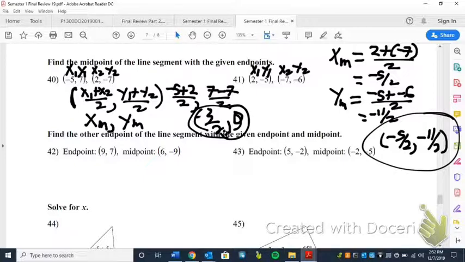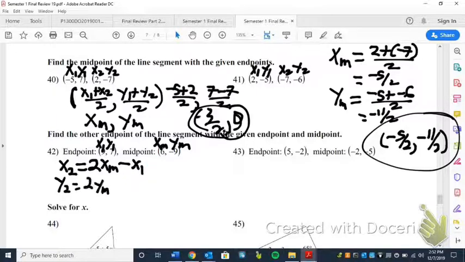So on this next one, we're given the midpoint and the endpoint. We're asked to find the other endpoint. So here, you need this formula. The second endpoint equals 2 times the midpoint minus the other endpoint. That works for x2 and y2. So, need to have that formula down. You need to be able to write it and plug it in.